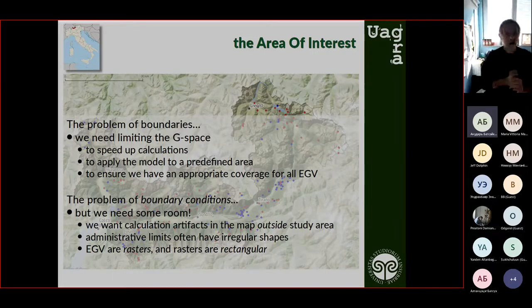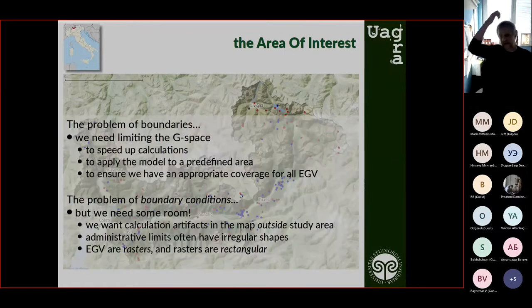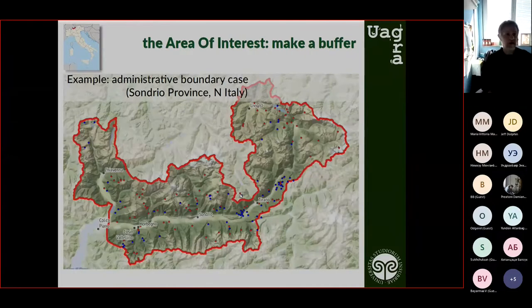Either you are constrained to use an administrative boundary, as in my case, this is the local administration, the province of Sondrio, this is its boundary, and I have to make calculations inside. Those two points are already in Switzerland, so I would rather exclude them. Or you are not bounded by a political administrative limit, so you can use just your points. So in my case, the one you see in red was the boundary, because this was the local government that was asking me to do the model, simply that.